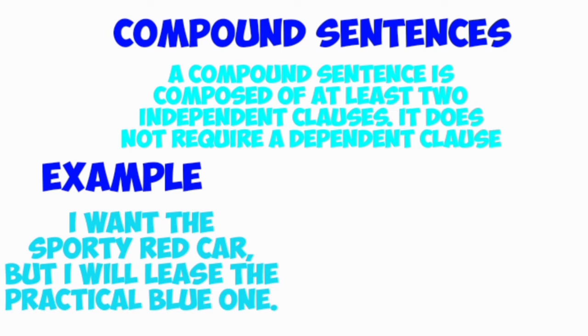Second type is the compound sentence. A compound sentence is composed of at least two independent clauses. It does not require a dependent clause. Example, I want the sporty red car, but I will lease the practical blue one.